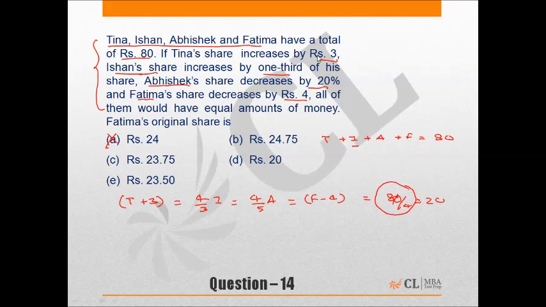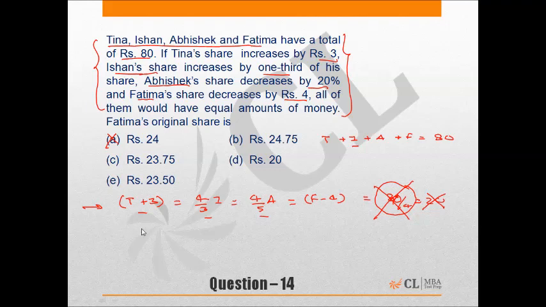So please remember, if the question does not say, I cannot assume it will become equal in terms of 1/4 of the total. So all we can say is that these four are equal; this cannot be taken as the correct version. All we can say is t plus 3 equal to 4 by 3i equal to 4 by 5 of a equal to f minus 4.